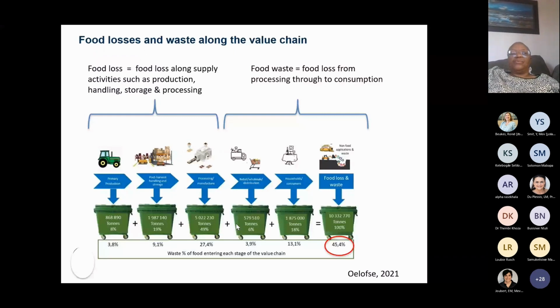So this is the food chain, and they indicate how food loss occurs on your left, and then on your right you have the estimated food amounts, which amounts to about 45% of all food produced by the country.